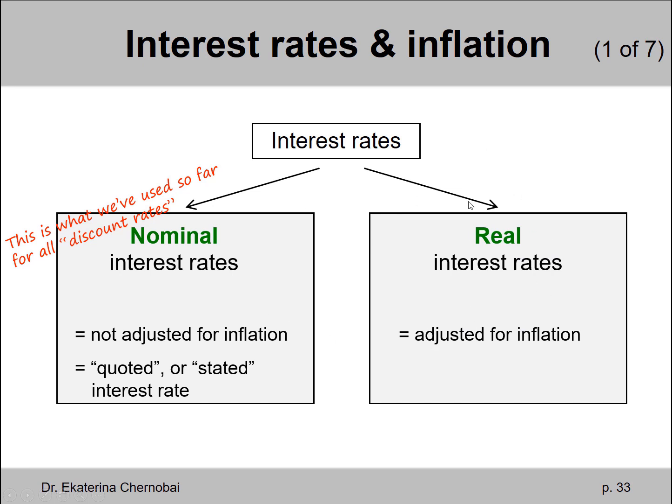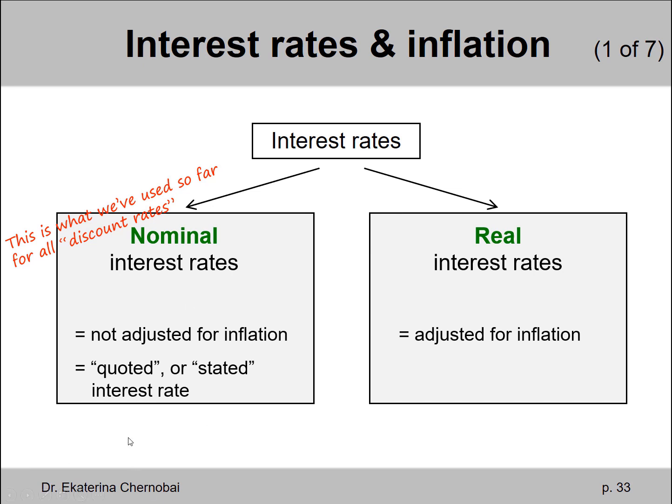Let me start with a simple example. Let's say you put your money in a bank account that offers a 5% interest per year, right? And so at the end of the year, you'll be 5% richer, right? If you leave your money there for the full year. But let's say something else is going on during this year. Everything you typically buy gets more expensive. Let's say everything is 3% more expensive at the end of the year.